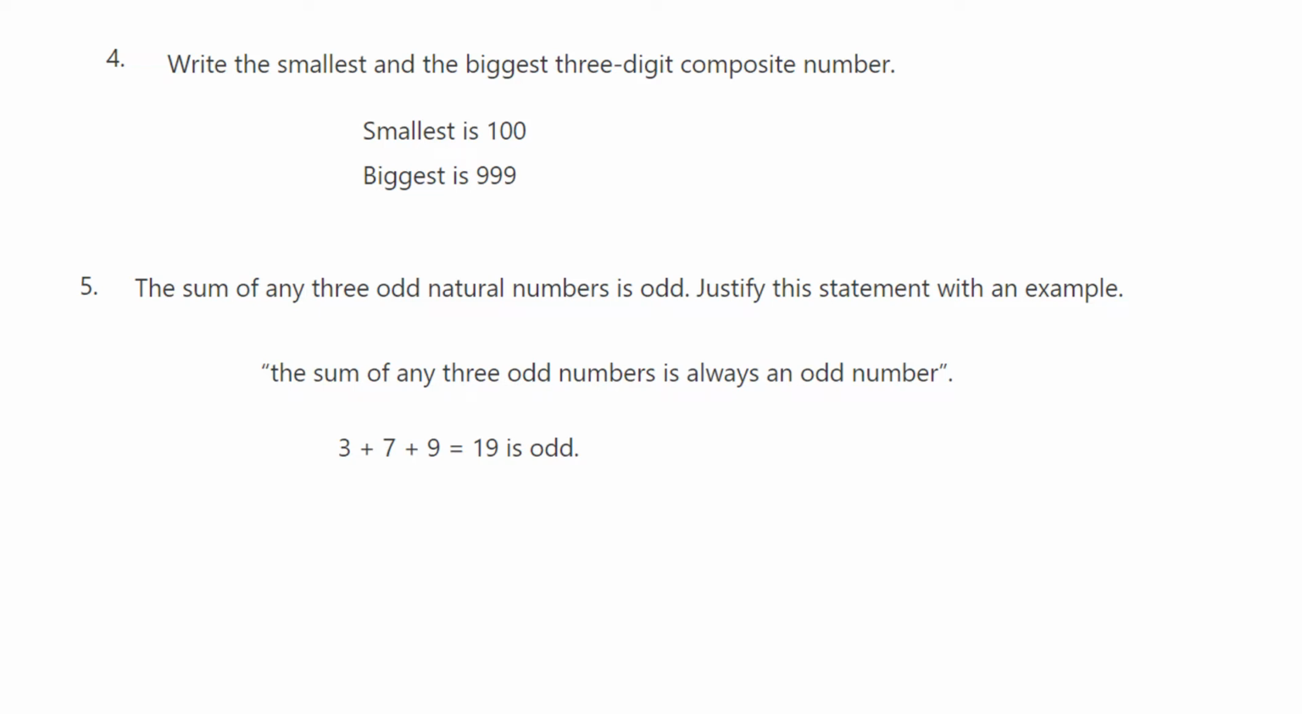Fourth one, write the smallest and biggest 3-digit composite number. Composite number means more than 2 factors. Smallest number is 100. What are the factors? 1 into 100, 2 into 50, 4 into 25. So here 6 factors are there. That's why this is a composite number.